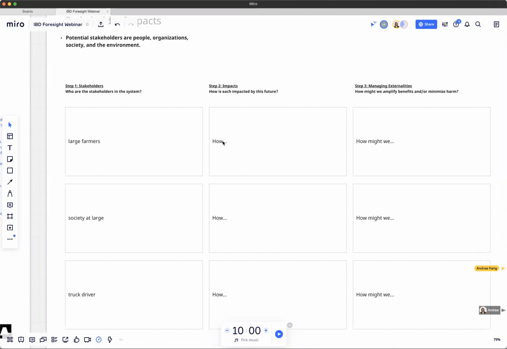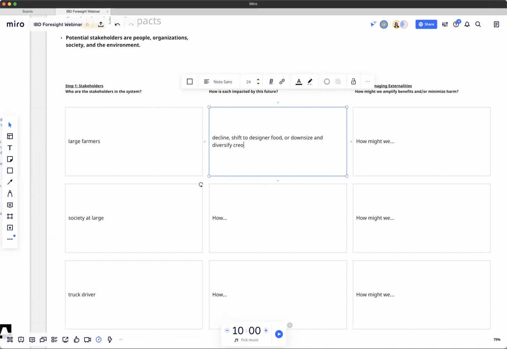So what we would do then is we would think like, well, large farmers in this scenario, what happens to them? They maybe have to shift to designer food because their business declines. And so the only thing they can do is shift to producing this designer food. Or maybe they have to downsize, right? And yeah, diversify crops. They're probably not making corn and soybeans in the United States anymore.